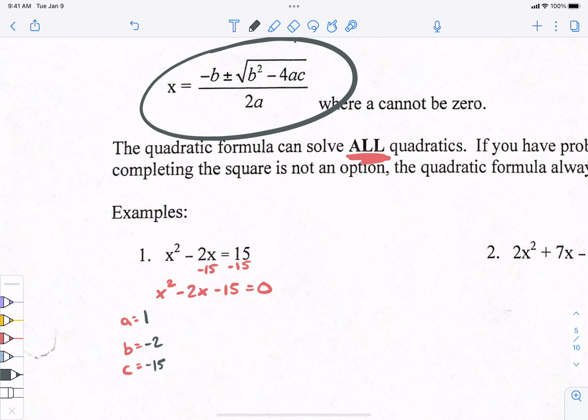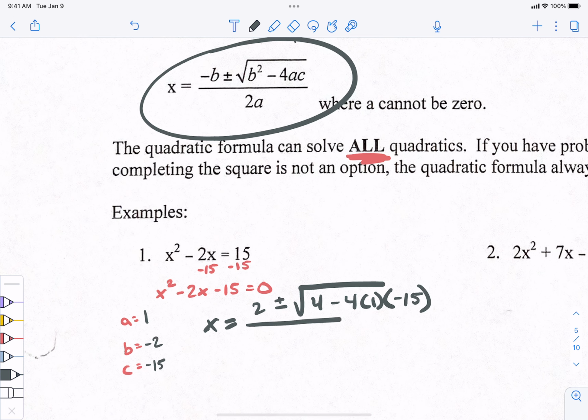This whole thing. So x equals, okay, negative b. But what if b is already negative? It's positive. It makes a positive 2, plus or minus the square root of b squared. What's negative 2 squared? 4. Minus 4 times a, which is 1, and c is negative 15. And that's all over 2 times a.